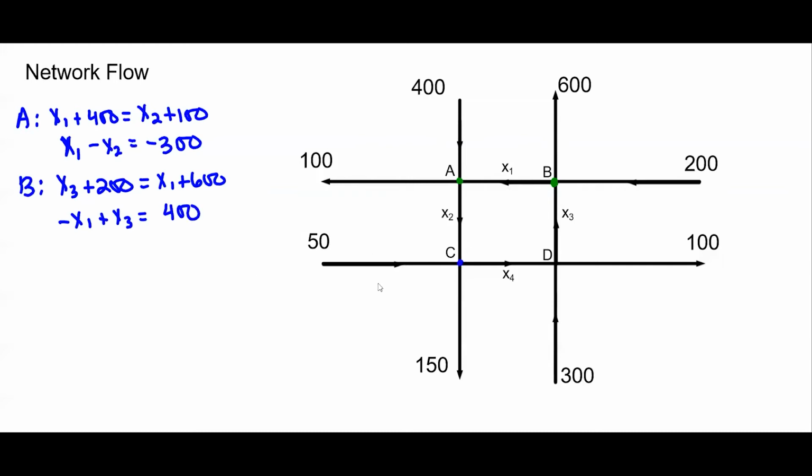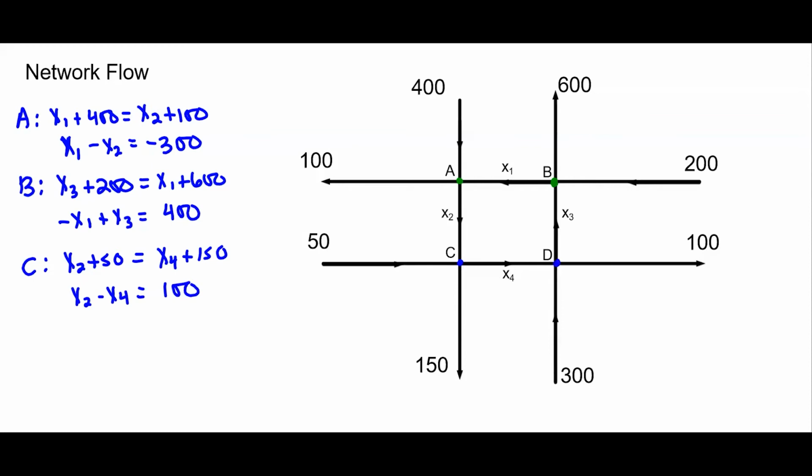And for intersection C, what's going in is x2 plus 50. What's coming out is x4 plus 150. The arrows show you the direction. And I'm going to move the x4 to the left. I'm going to move the 50 to the right, and I get this equation.